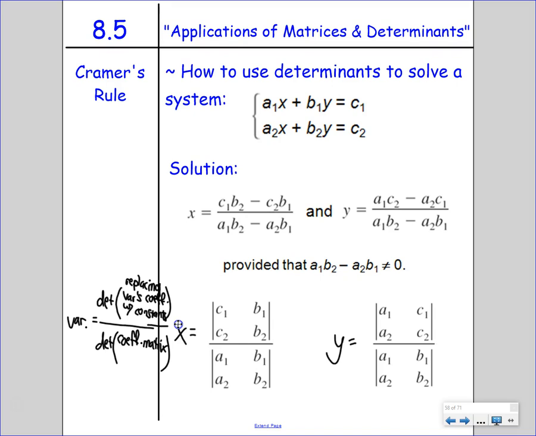Doesn't matter what size the system is. You can always, to find the variable, take the determinant of the matrix where you replace the variable's coefficient column with the constant column, finding that determinant, and then dividing it by the determinant of the original coefficients.